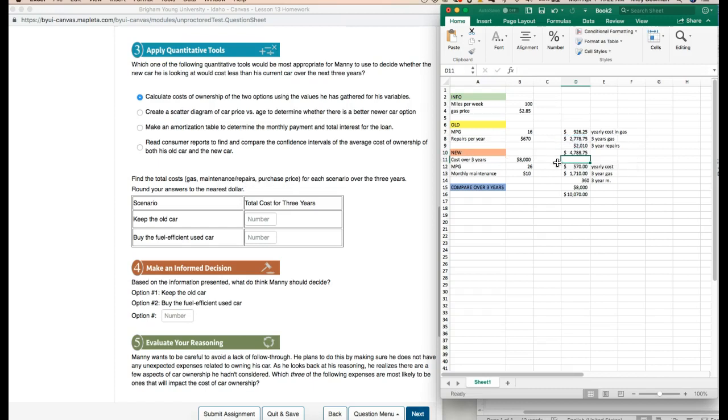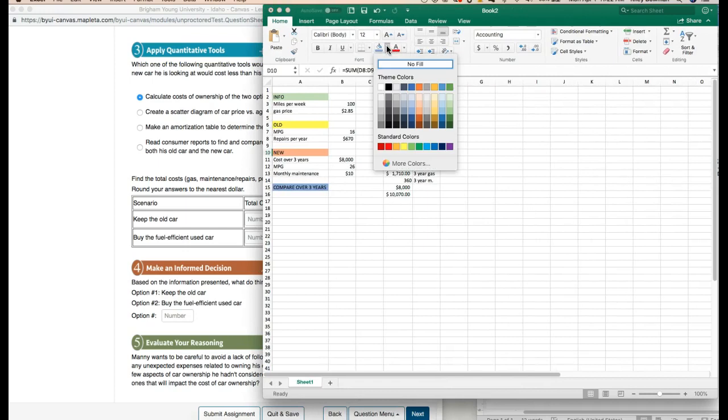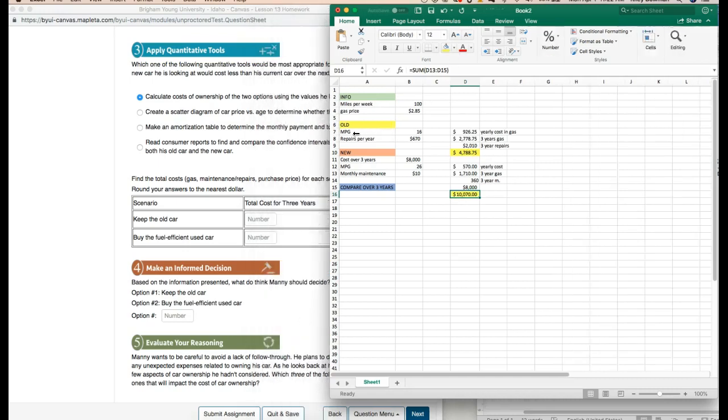Add those together, and now I have my 2 totals here. And just for visibility's sake, I'm going to highlight these so that I can see that this is my total for both of those. So I can go forward.